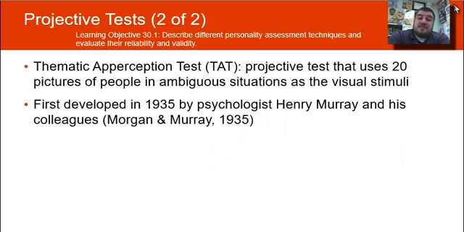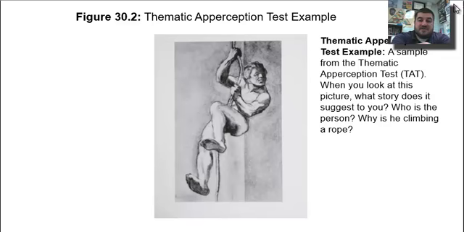And then finally, there's the Thematic Apperception Test, or the TAT. It uses 20 pictures of people in ambiguous situations as the visual stimuli. So here's an example of a TAT. It's a guy holding a rope. You're supposed to make up a story about this picture. So why is the person holding the rope? Who is he? What is he doing? Etc. And whatever the person then talks about could be what's on their mind, what's bothering them, and that would be where the session goes from there.